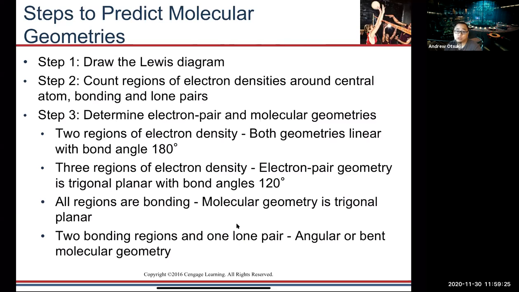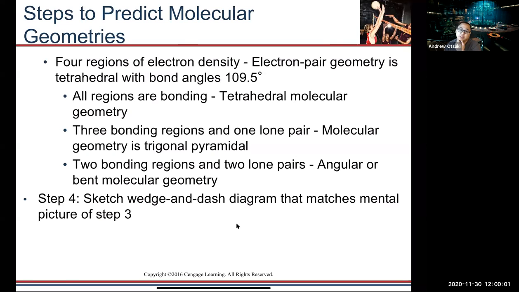So draw the correct Lewis structure, count the regions of electrons, bonding and lone pairs, and determine the electron geometry and molecular geometry. So remember, if you have two regions, it can only be linear. Both geometries are linear. Three regions, you can either have all bonding pairs, that's trigonal planar, and electron pair geometry will be the same. Or if you have one lone pair in the mix, that's called angular or bent molecular geometry. And then four regions has the most classification. So you have all bonding pairs, tetrahedral, same with the electron pair geometry.